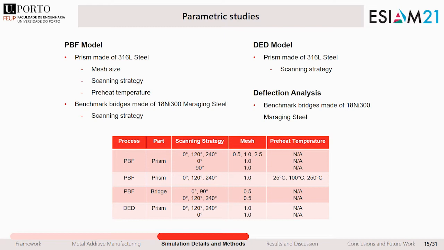Parametric studies were performed aiming to investigate the effect of the mesh size, the scanning strategy, and the base plate preheat for the prism geometry. Also, the powder bed fusion and the DED were compared for the same geometry. Regarding the bridges, two scanning strategies were investigated. Besides the residual stresses, for the bridges, a deflection analysis was also performed.